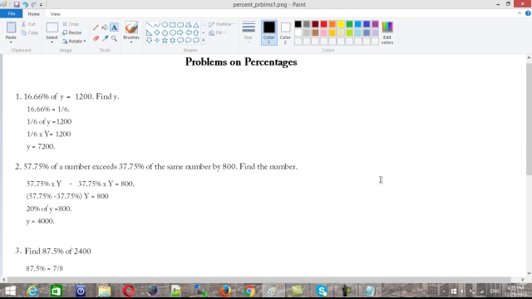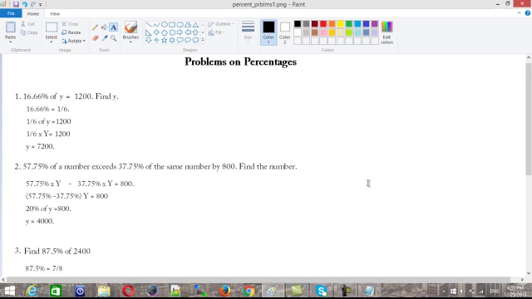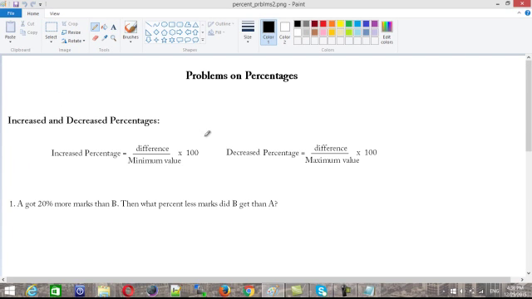So these are all very simple problems and the basic models. Now let us move to the next level of percentages. Okay, the next concept in percentages is increased and decreased percentages. Here we will have two formulas, one for increased percentage and one for decreased percentage.